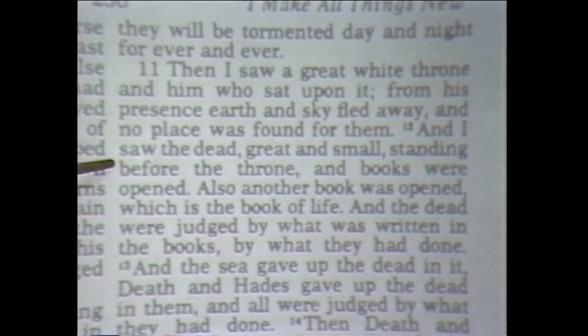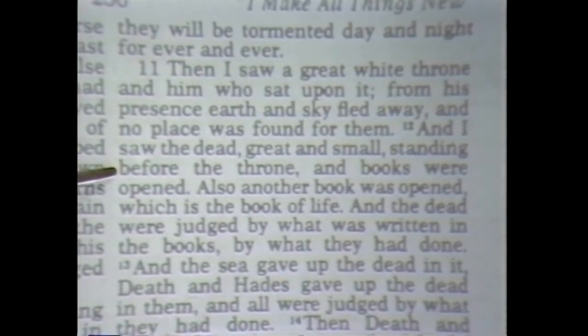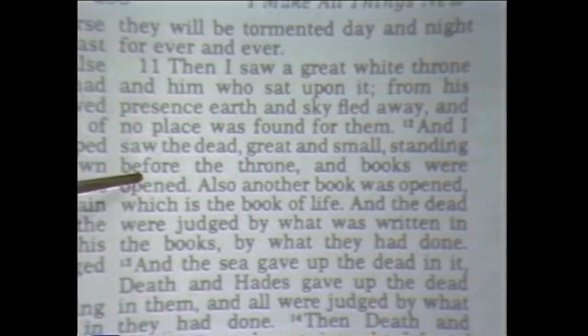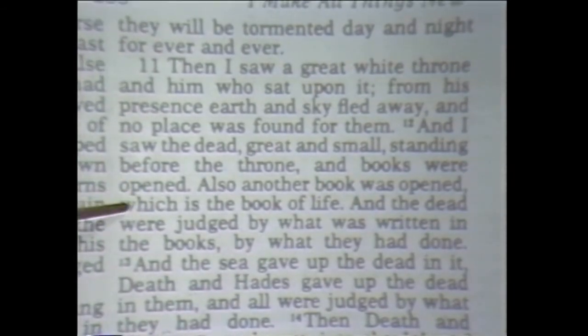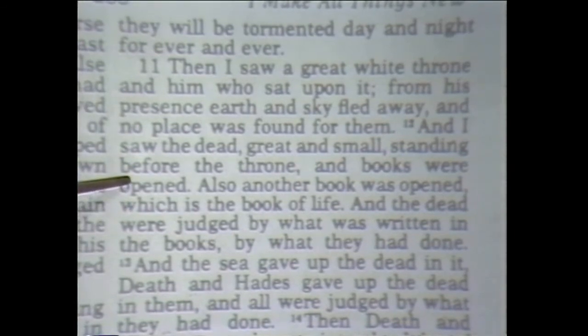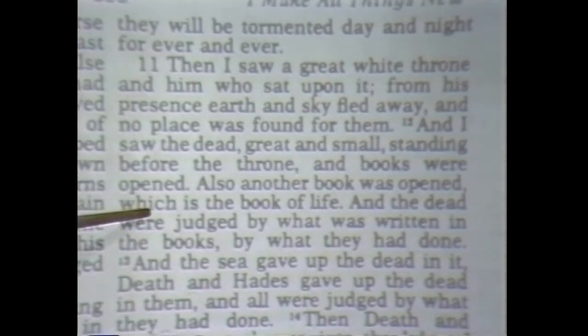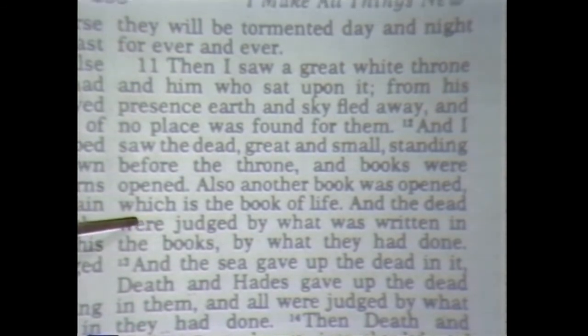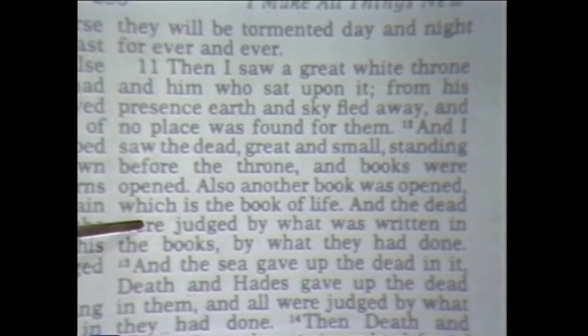"And I saw the dead, great and small, standing before the throne. And books were opened. And also another book was opened, which is the book of life." You have an intermixture here of two sets of books. You have a set of books which records the deeds. Then you have another book called the book of life. And these are separate all the way through the book of Revelation. We'll comment briefly on each as we get to the passage.